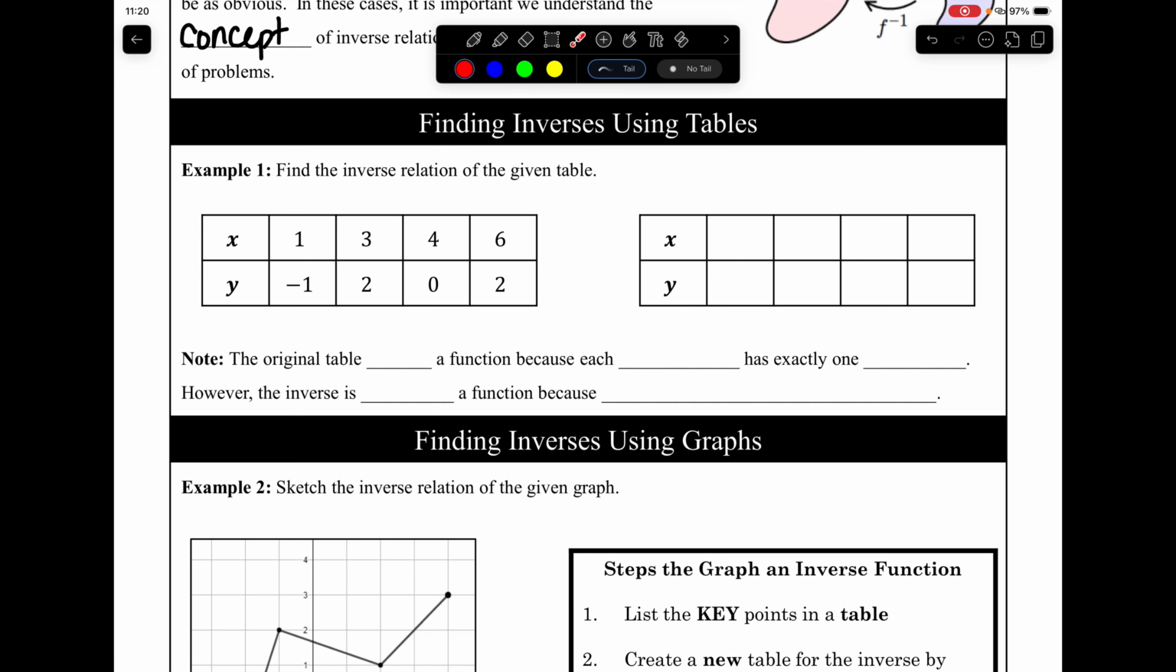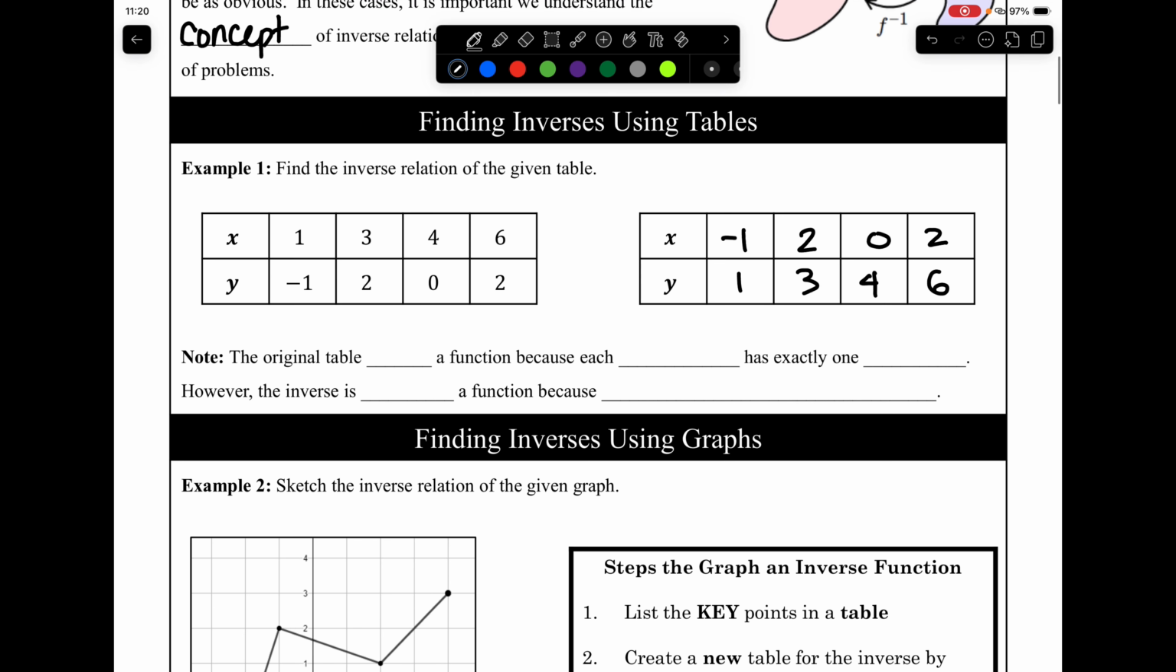So let's consider this part right here. We have example 1. Let's find the inverse of this function given this table. Again, the main concept of identifying an inverse is to simply switch the input and output values. Since my input values to my relation are 1, 3, 4, and 6, and the output values are negative 1, 2, 0, and 2, by switching those, the new input values would be negative 1, positive 2, 0, and 2, and the new output values would be 1, 3, 4, and 6.